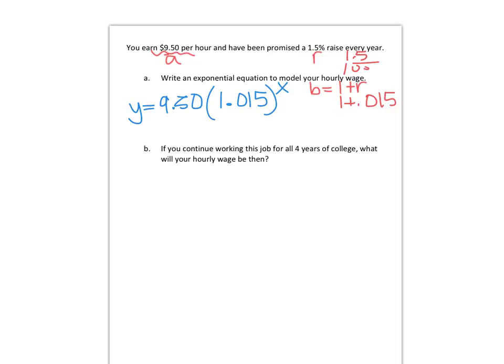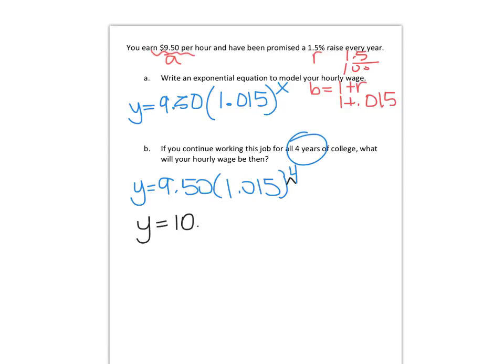If you continue working this job for all 4 years of college, what will your hourly wage be then? Oh, okay. So now we know our number of time periods is 4, so we just need to substitute 4 in for x and use a calculator to evaluate. Remember to press your exponent key between the parenthesis and the 4. That's a very common mistake. And you get $10.08. So not a very big wage increase for you. Perhaps you want to interview for different jobs.